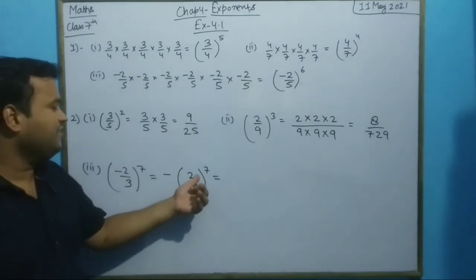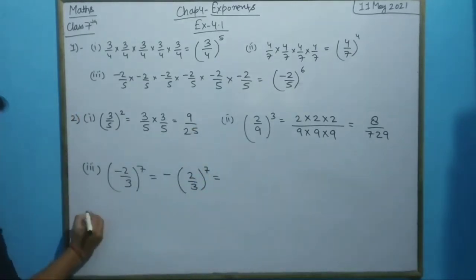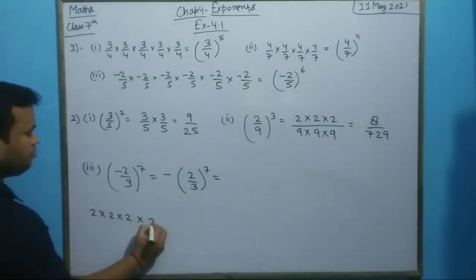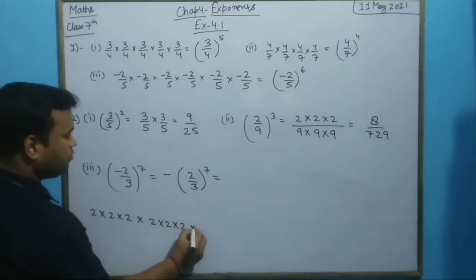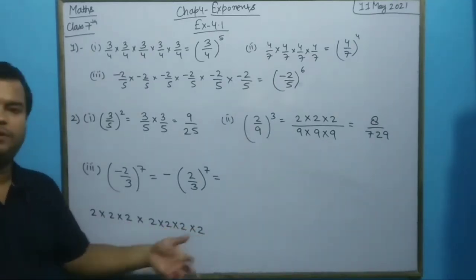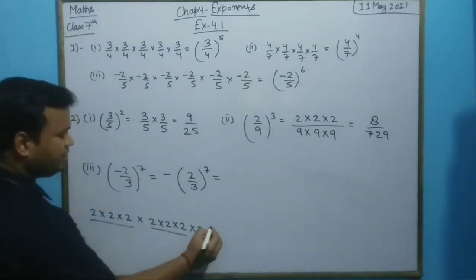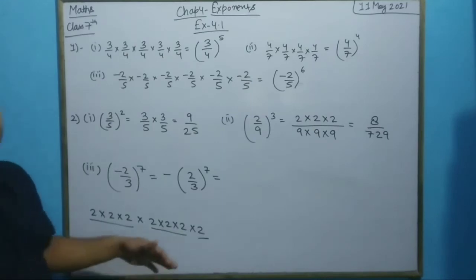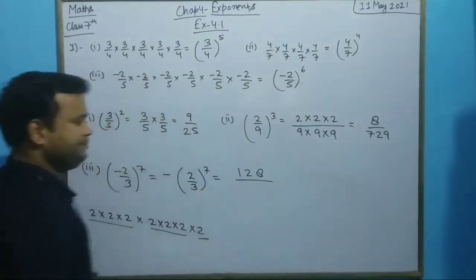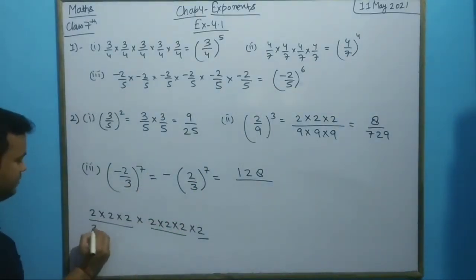Now let us calculate it. We have to multiply 2 7 times. Let us see here. 2 into 2 into 2 into 2 into 2 into 2 into 2. 1 2 3 4 5 6 7. Let us see, 8 8s are 64, 64 into 2, that will be 128. Now 3 is being multiplied 7 times. Let us see again.